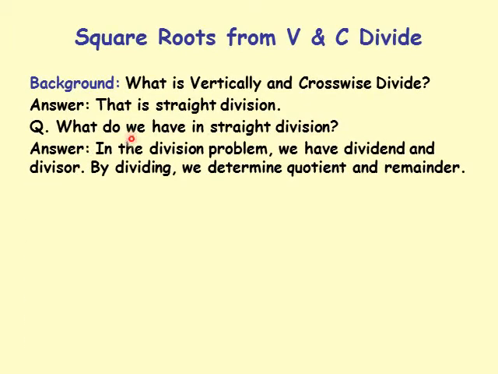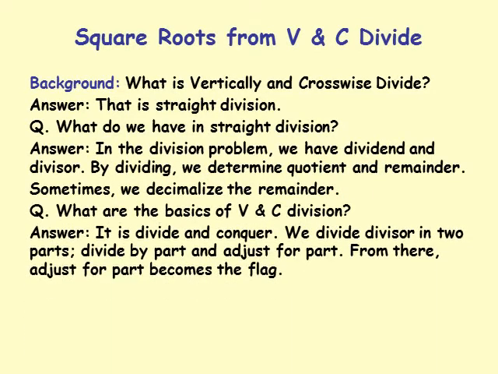In straight division, we have a dividend and a divisor. By dividing, we determine the quotient and the remainder. When we were in straight division, we were given a problem in which a dividend was specified and a divisor specified. Sometimes we decimalize the remainder. Instead of quotient and remainder, sometimes we also do a decimalized remainder.